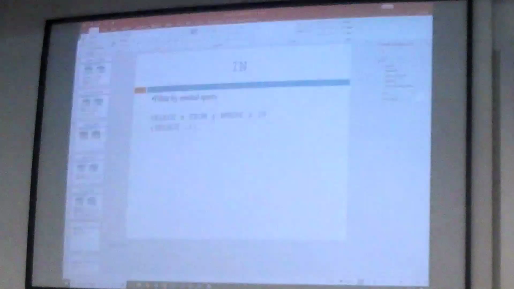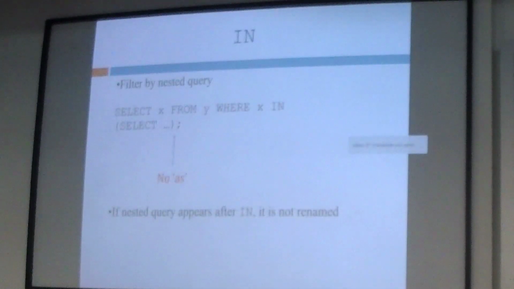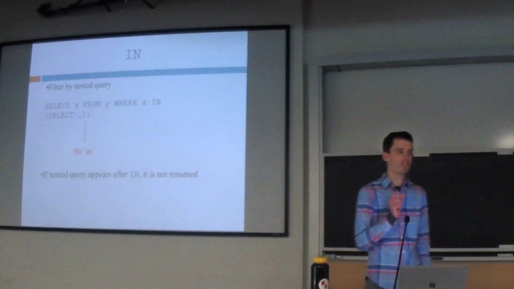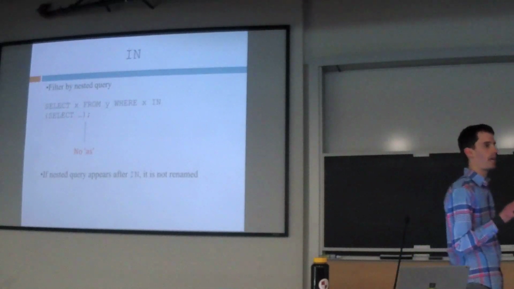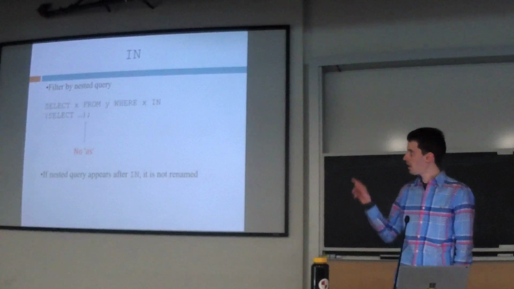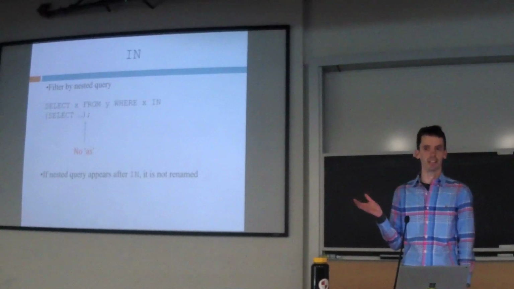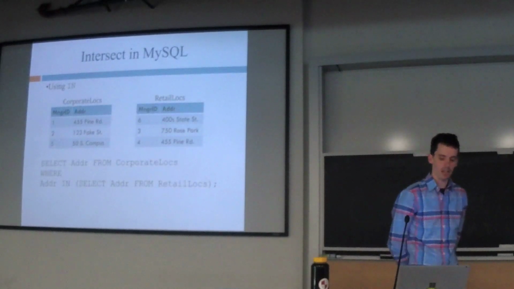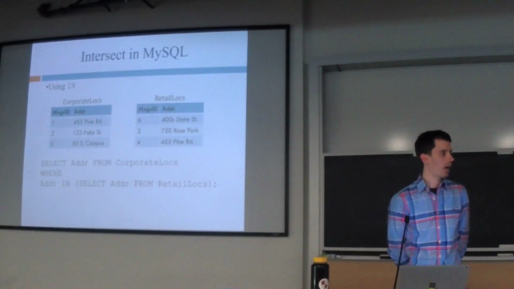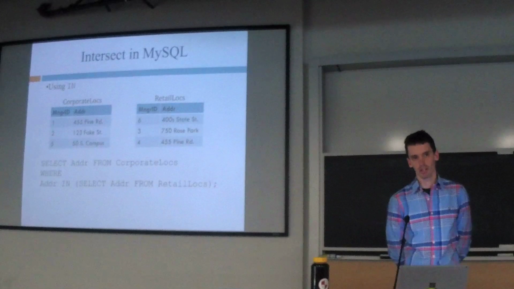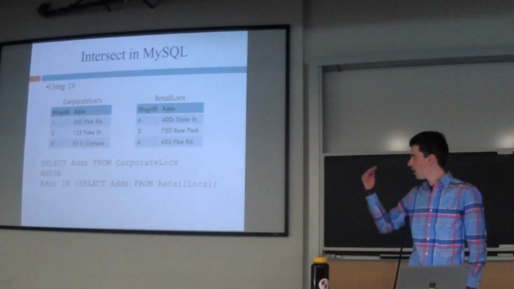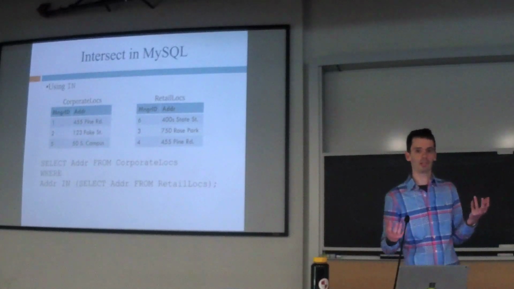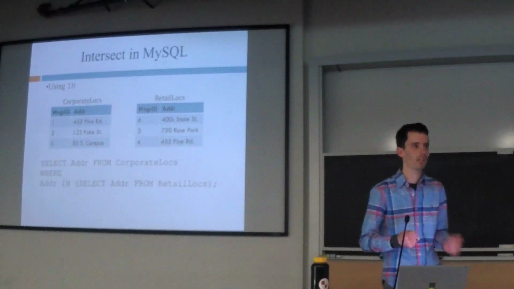But you can put a select in there. And notice I didn't have to rename my nested query. And you can't, in fact, rename your nested query when it appears after the keyword in. Just a slight little difference there. And here's how we would make an intersect using that. So select address from corporate locations where address is in, select address from retail locations. So that nested query will give me all the addresses from retail, and then it will filter out the ones from corporate that are in both. It's an intersect. Okay.